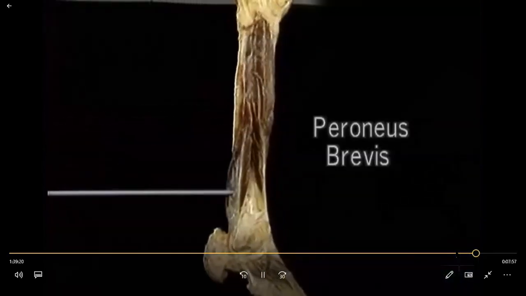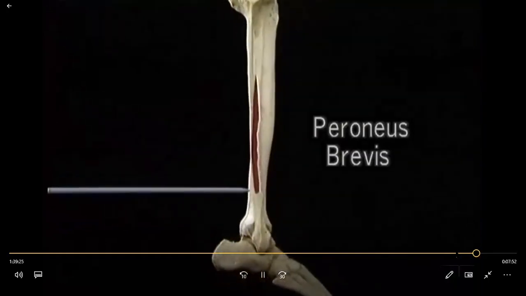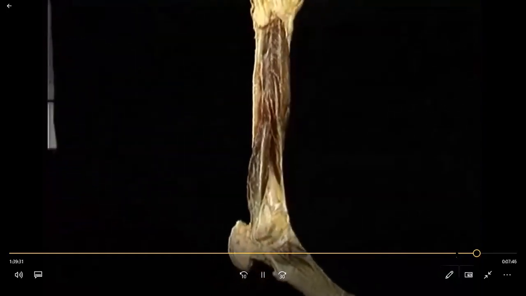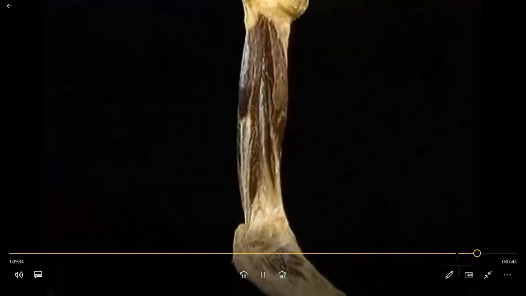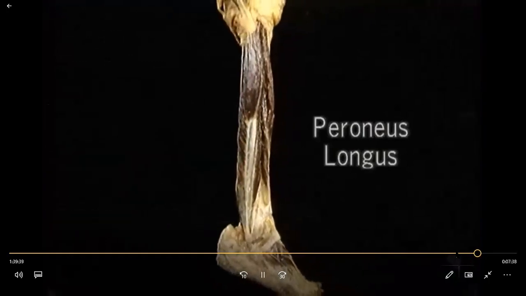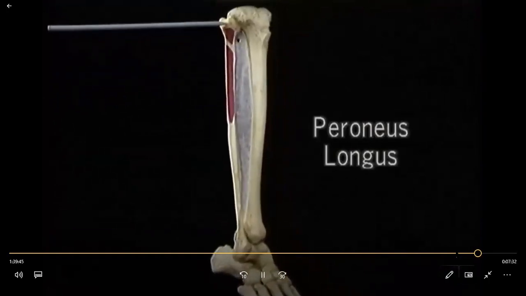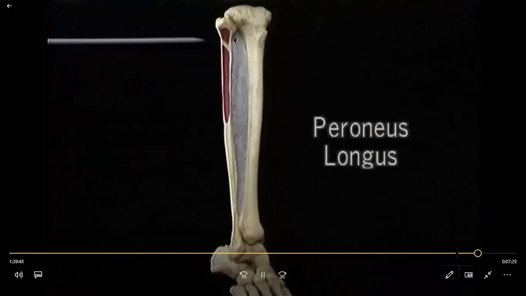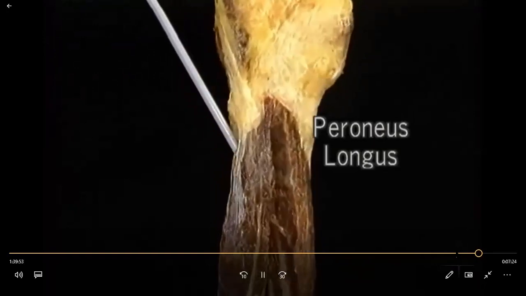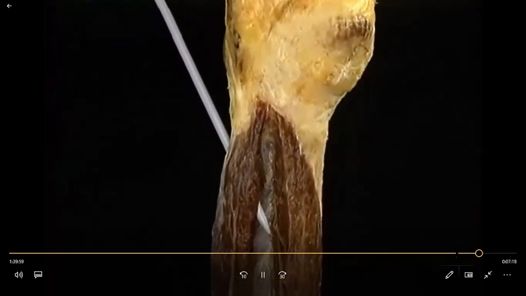Here's peroneus brevis. Peroneus brevis arises from here on the distal fibula. Lying on top of peroneus brevis is peroneus longus. Peroneus longus arises from here on the proximal fibula. Its origin extends up onto the head of the fibula with a gap here. The deep peroneal nerve passes under the upper end of peroneus longus here, as we'll see. The other muscle in the picture here is tibialis anterior.